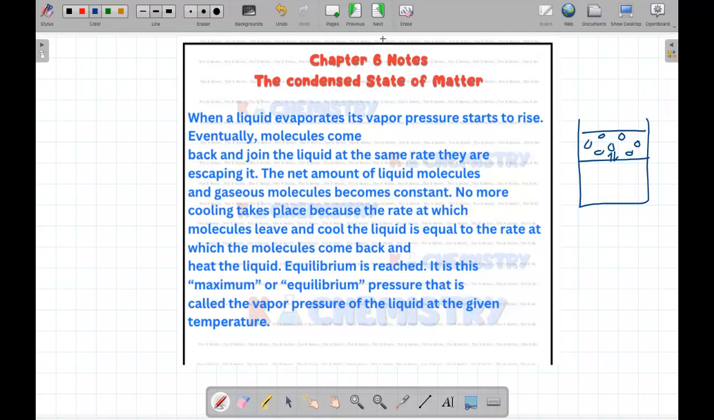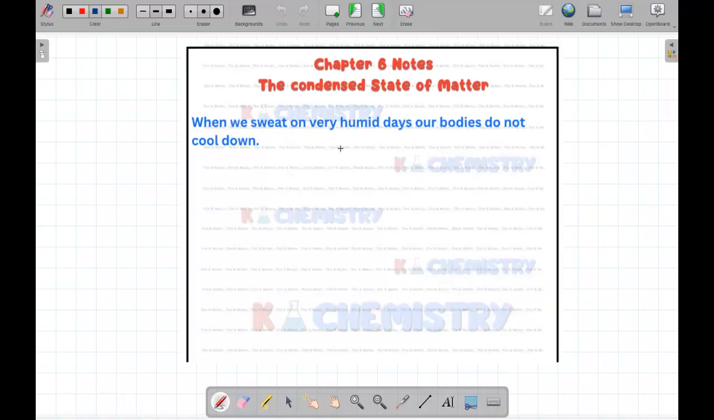When we sweat on very humid days, our bodies don't cool down because you are trying to sweat while the particles are not able to come up. If they try to come up, they will find that it's already too humid. There is too much vapor in the air around us. You cannot cool down. We cannot remove the particles of liquid of the sweat from your skin because they cannot be changed into gas, so we cannot cool down.